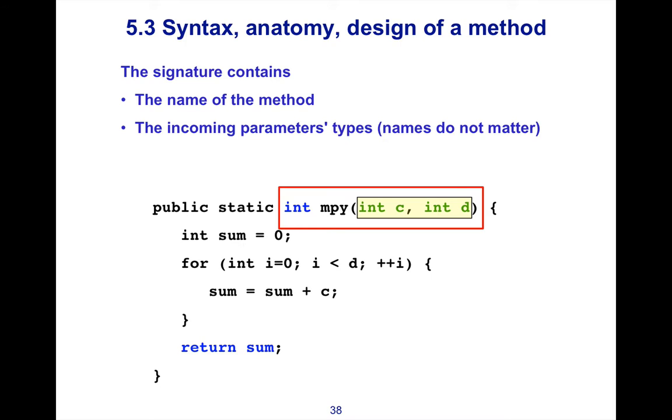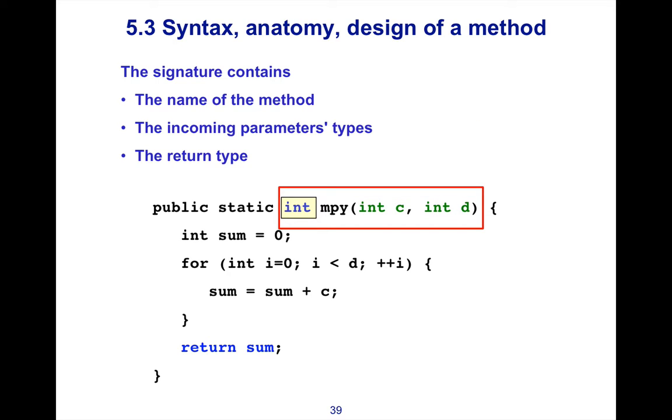Really, the names of the parameters are not important. C and D could have been called X and Y, or any other kinds of variable names. It's the fact that they're both integers that matters. So the signature of our method so far is multiply, MPY, the name, and then int and int are the two parameters that are taken in. And the final part of the signature is the type of the result that's produced by the method, and in this case, that's also an int.